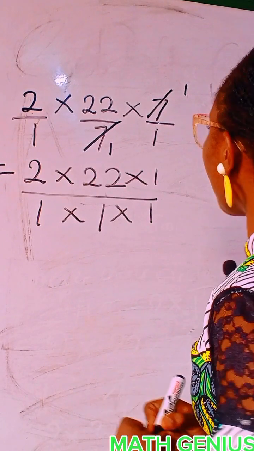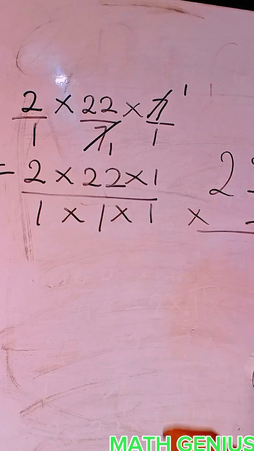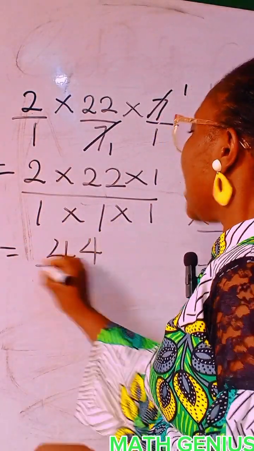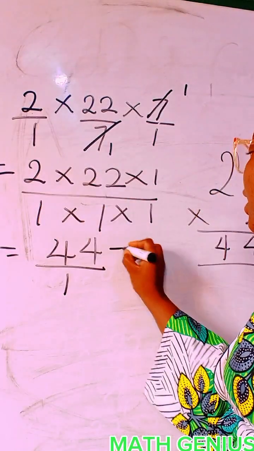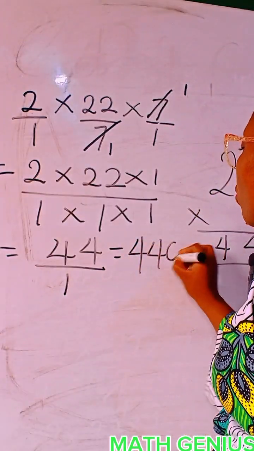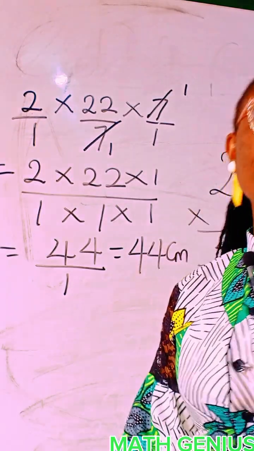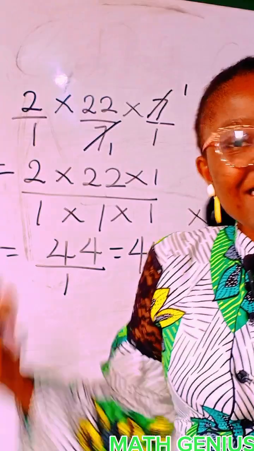Now 2 times 22, 22 times 2. 2 times 2, 4. 2 times 2, 4. So we are going to have the numerator as 44 and the denominator as 1. So 44 divided by 1 gives us 44. So at the end of it all, we have our perimeter as 44 centimeters. Friends, it's as simple as this.